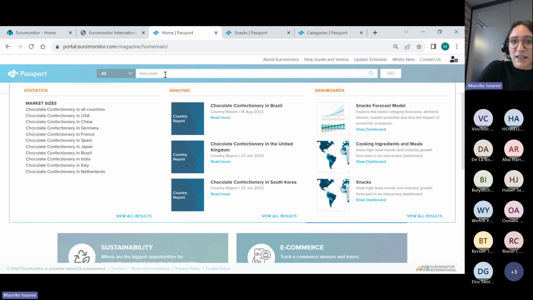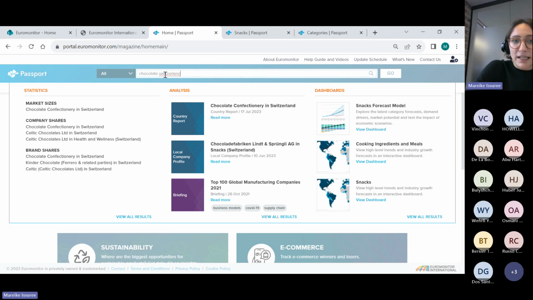So if you type in anything in the keyword search, it will search through all of Passport, and you can very quickly jump into relevant statistics.